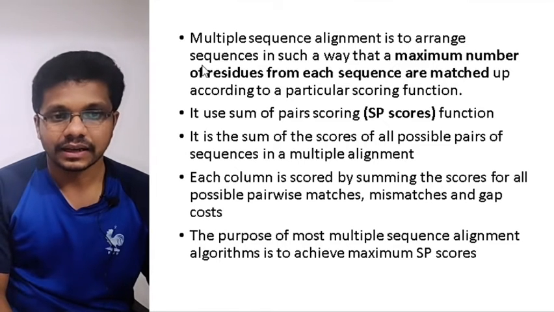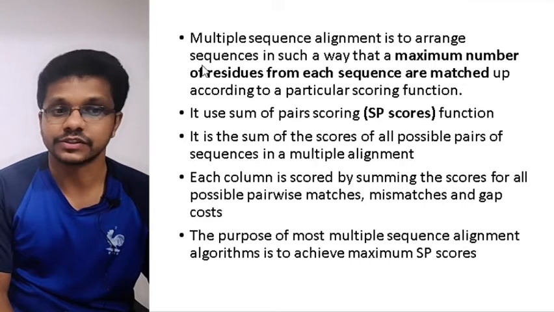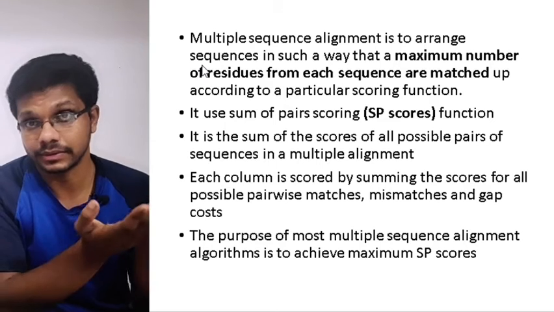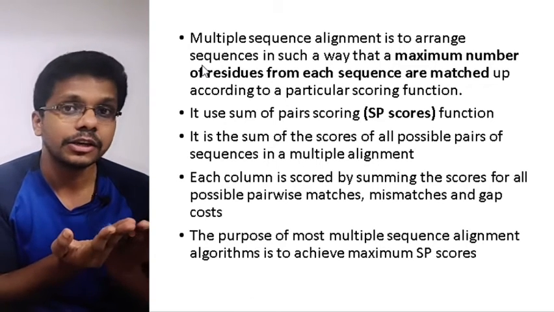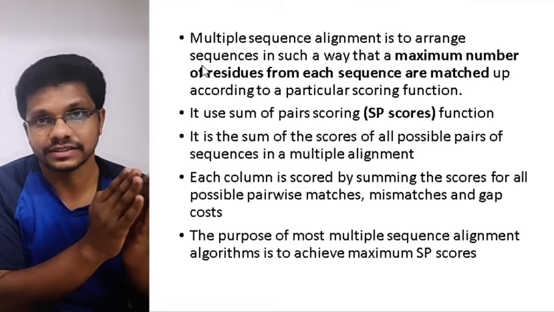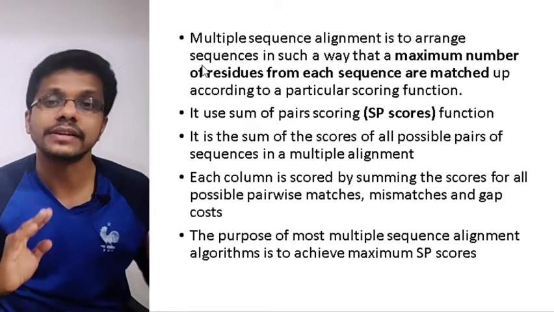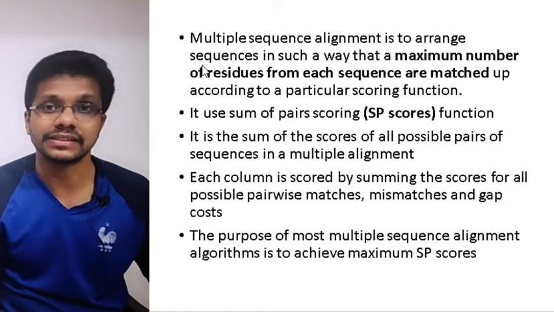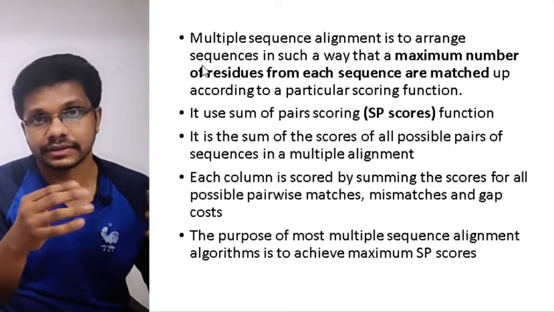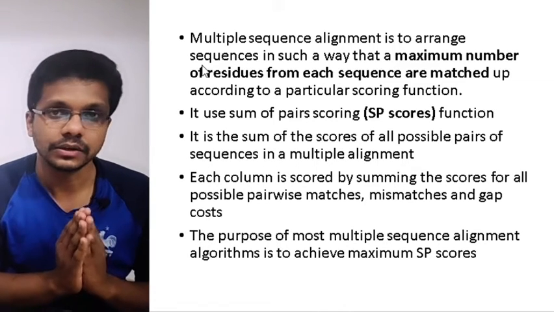Multiple sequence alignment is to arrange sequences in such a way that the maximum number of residues from each sequence are matched up. So we are looking for maximum similarity. In sequence alignment itself, we are looking for similarity. If you are doing a pairwise alignment, we want the two sequences to have maximum similarity. In multiple sequence alignment, we want all the sequences we are comparing to have maximized similarity. We can add gaps and gap penalties to make sure that the optimal solution is obtained.